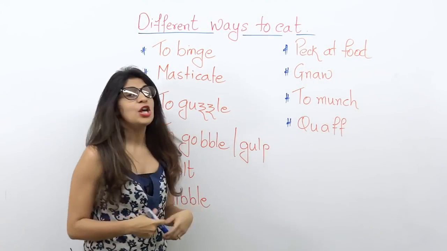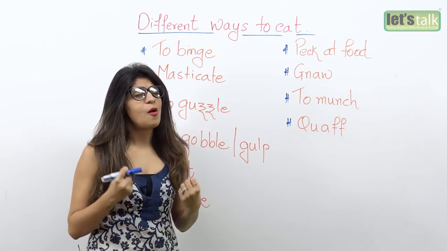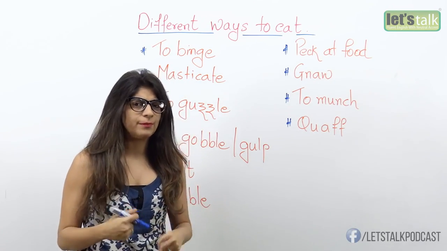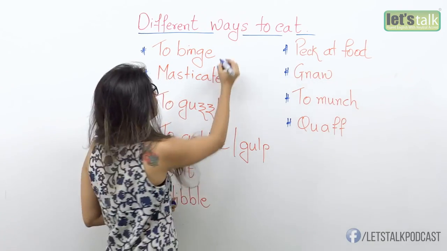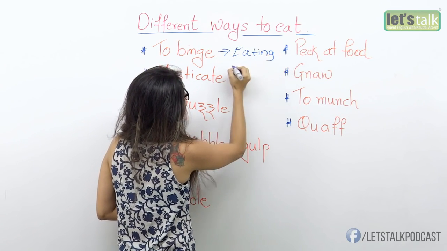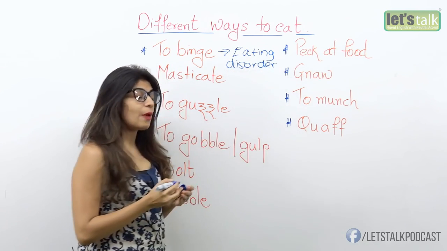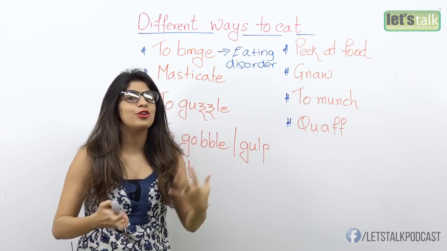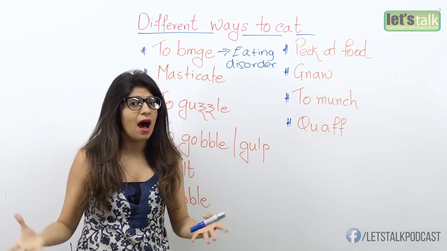Well, the first one is to binge. Now to binge, it means when you indulge in food and you just eat uncontrollably. Well, to be honest, it's an eating disorder. Now, the correct meaning of binge is it's an eating disorder wherein you just constantly eat and in large amounts.